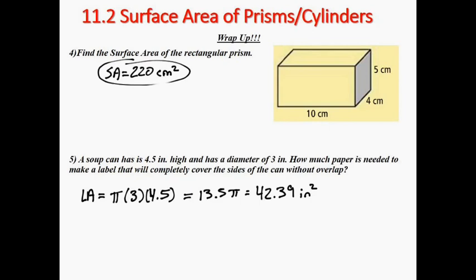For question 5, you're looking for the amount of paper needed to wrap the can or to create a label, and you don't want any overlap. So you're actually just looking for the lateral area. In this case, you should have found the lateral area of the cylinder is either 13.5 pi or 42.39 inches squared.